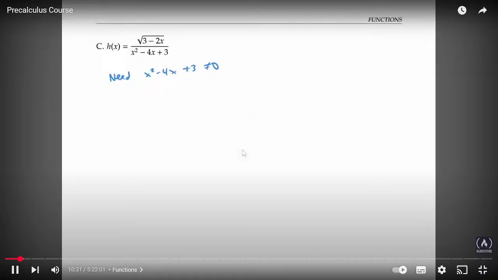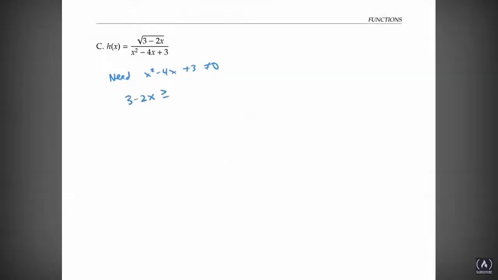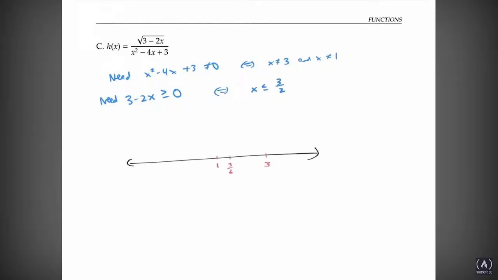I need the stuff inside the square root sign to be greater than or equal to 0. From our earlier work, we know the first condition means that x is not equal to 3 and x is not equal to 1, and the second condition means that x is less than or equal to 3 halves. Let's plot both of those conditions on the number line. X is not equal to 3 and x is not equal to 1 means we've got everything except those two points, and the other condition, x is less than or equal to 3 halves, means we can have 3 halves and everything to the left of it.